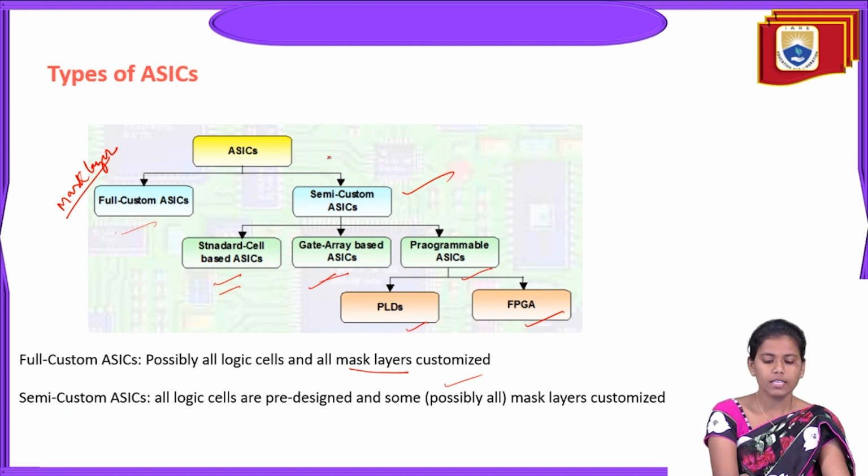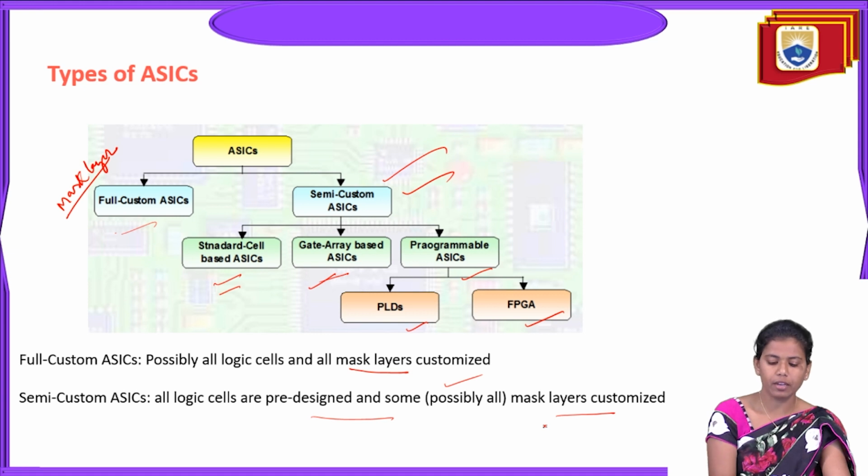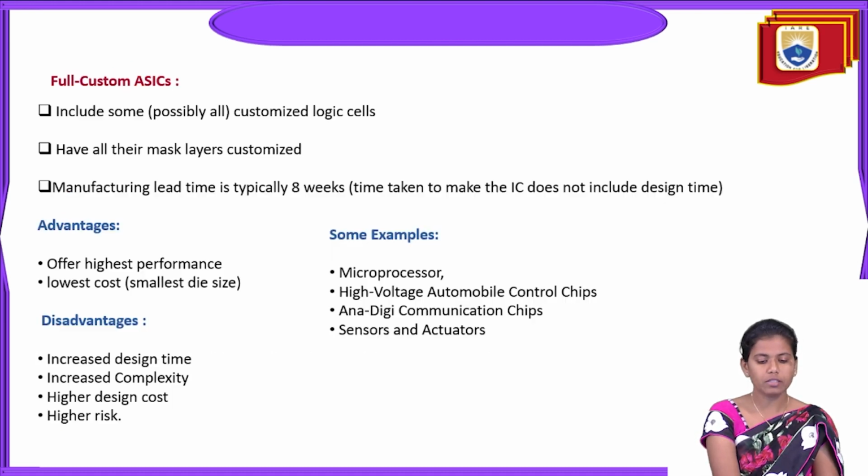Semi-custom ASICs consist of logic cells that are all pre-designed. Some, possibly all, mask layers are customized, here with the help of the pre-designed cells. All the designs and considerations with respect to the gates, or the different arrays of gates, are pre-designed. So this is a bit of differentiation between the full custom ASICs and the semi-custom ASICs.